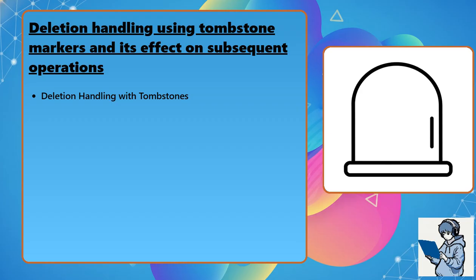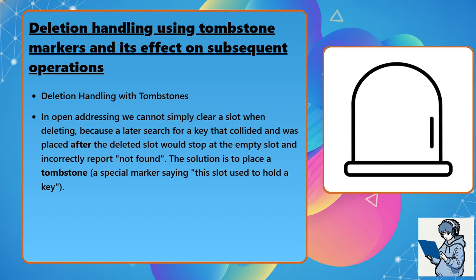Deletion handling with tombstones. In open addressing, we cannot simply clear a slot when deleting, because a later search for a key that collided and was placed after the deleted slot would stop at the empty slot and incorrectly report not found. The solution is to place a tombstone, a special marker saying this slot used to hold a key.